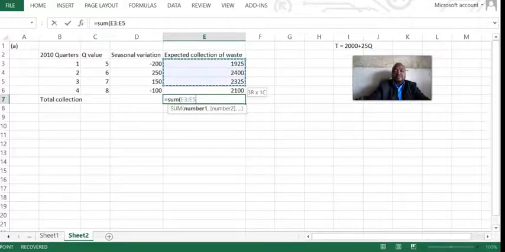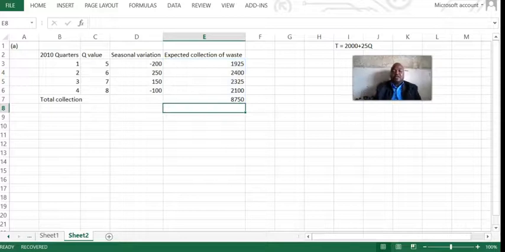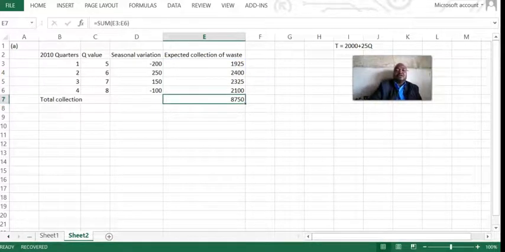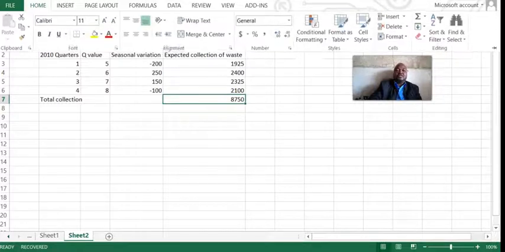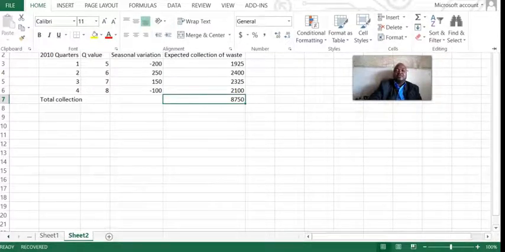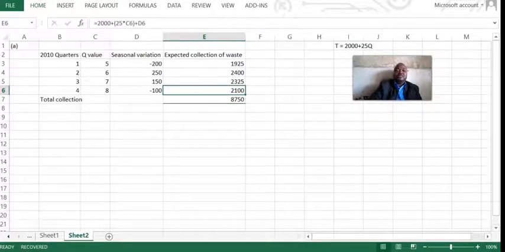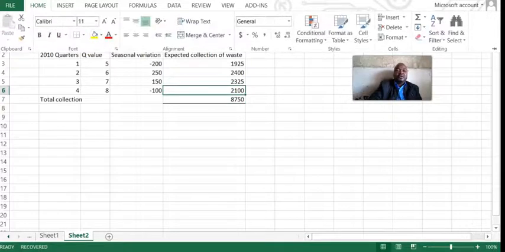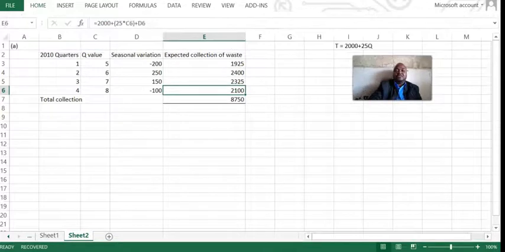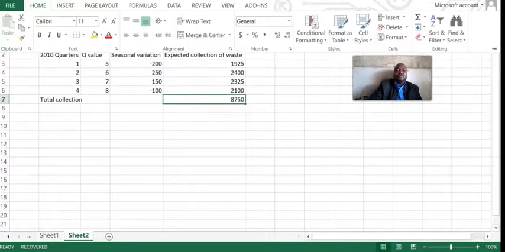And get our 8750. All right, you can try to underline your figure so that it looks professional. Just underline it. I'm sure you can also embolden the figure so that the marker won't struggle locating it. Okay, that was part A.